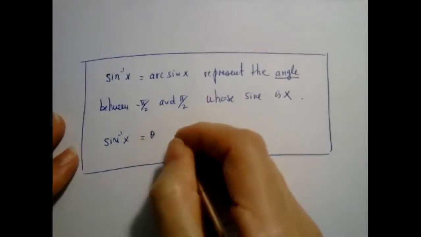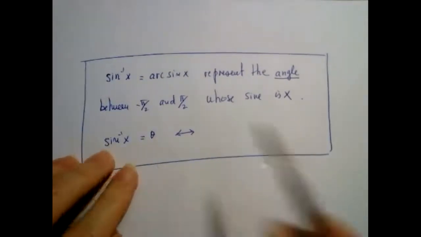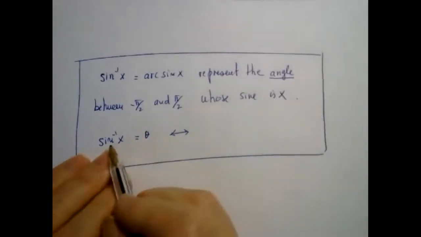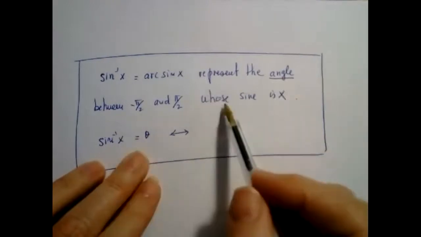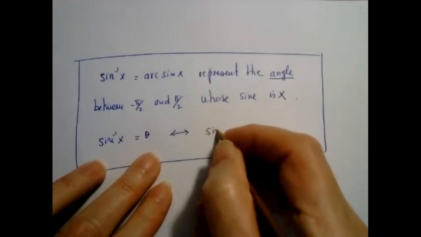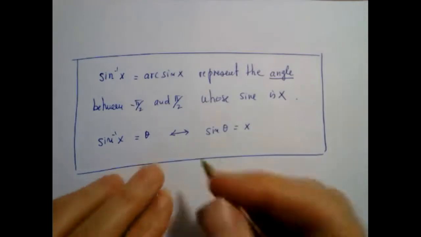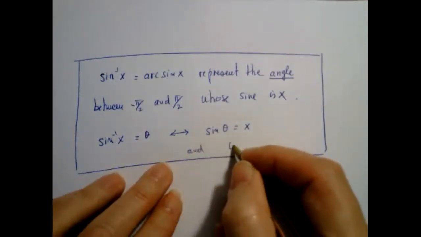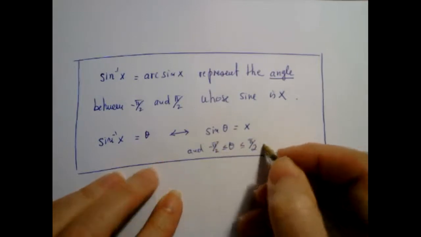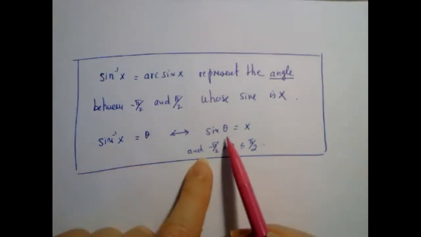Equal to theta. What does this mean? What does sine inverse of x equal to theta mean? So sine inverse is the angle whose sine is x. Saying sine inverse of x equals theta means that the sine of theta is equal to x. It also tells me that the angle theta lies between minus pi over 2 and pi over 2. That's really important. So sine inverse of x is theta. It means the sine of the angle is x.